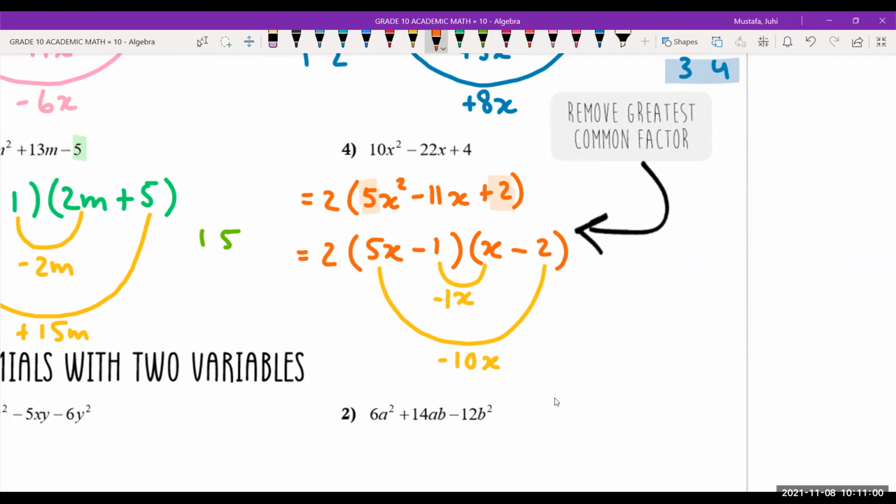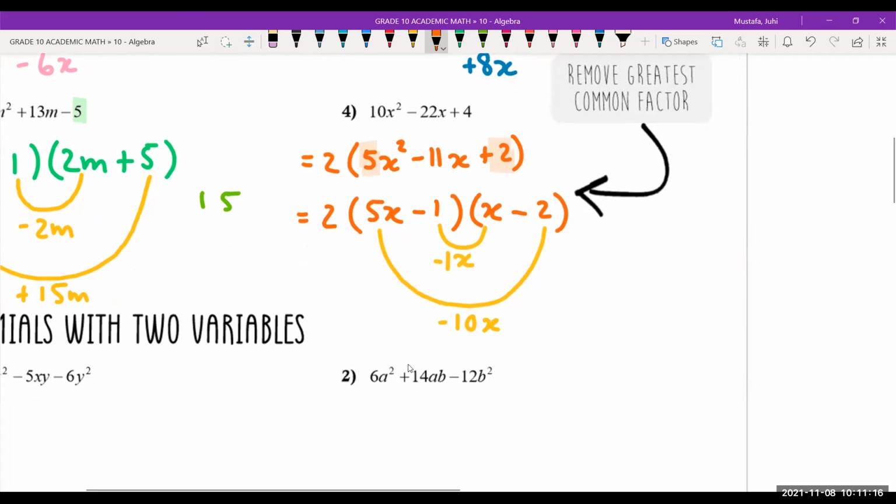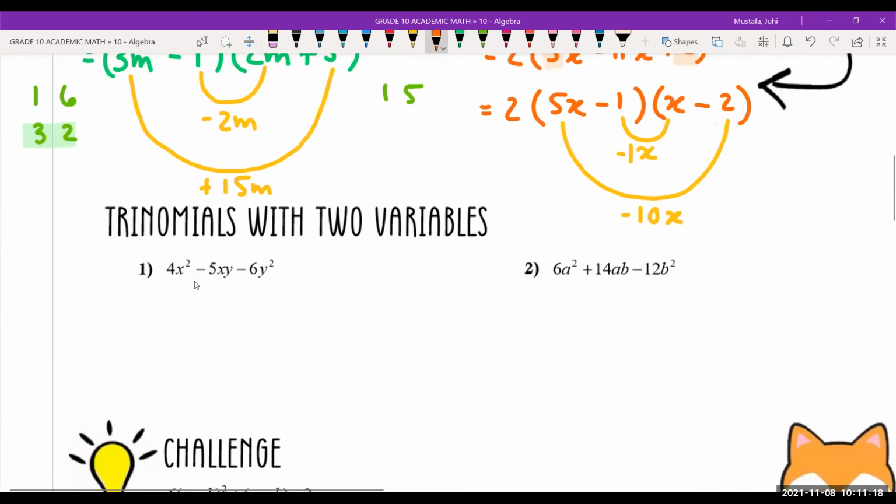And now if you were checking your work for this, you would FOIL this to see if you get here. And we know 2 times all of these would give you this. But I'll save us the trouble. I'll tell you that the answer does work. This is correct. Okay. 2 more questions. Go ahead and try number 1 yourselves. I'll give you 3 minutes and then we'll take them up.